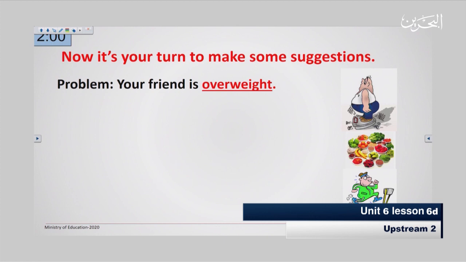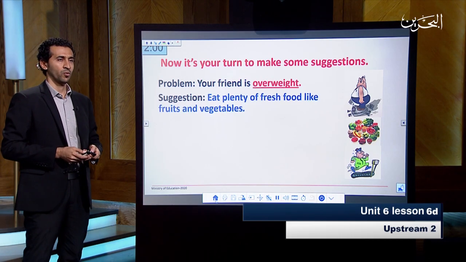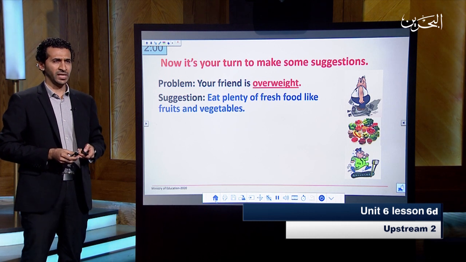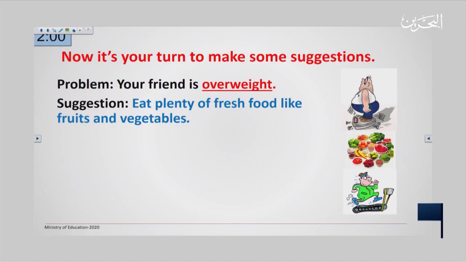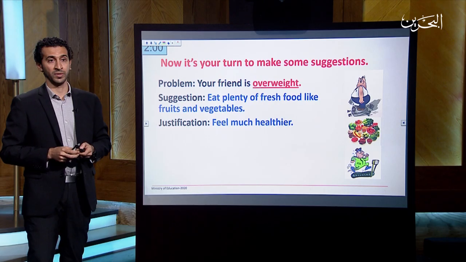Again, you remember the meaning of overweight. It's another word for fat. What is the suggestion? Eat plenty of fresh food like fruits and vegetables. Why is that important? Because you will feel much healthier. Now, I want you to merge these two sentences, or the suggestion and the justification, in one complete sentence. And you have 1 minute to do this.